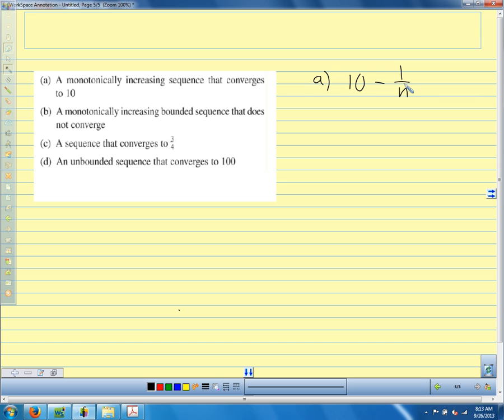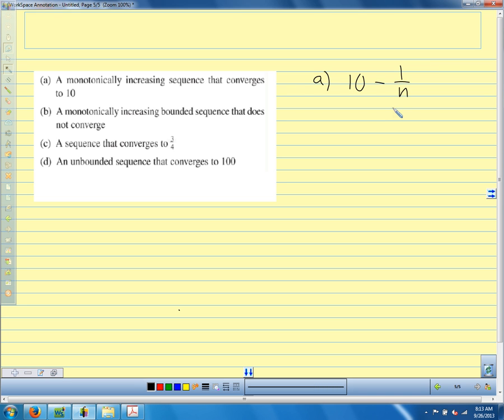And then we are subtracting successively smaller numbers. And the limit as n approaches infinity of 1 over n is 0. So we end up, our limit is 10. So our upper bound would be 10. And our lower bound is? What's the smallest this can be? 9. That would be our lower bound. So that would be our argument. We could say when n equals 1, a sub 1 is 9. Doesn't get lower than that.